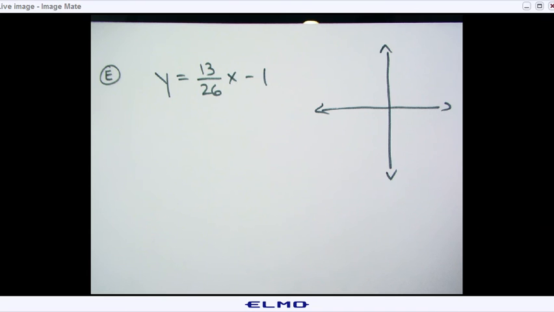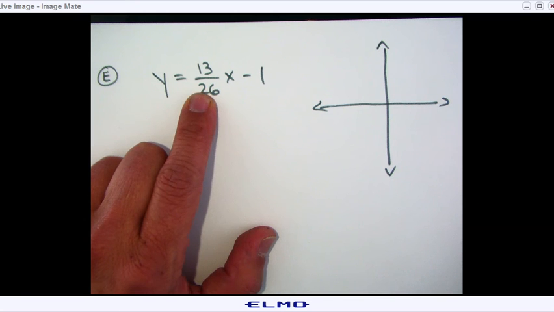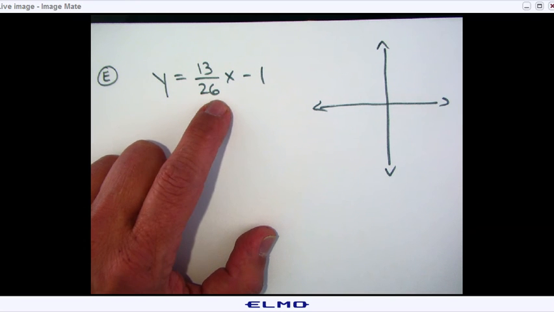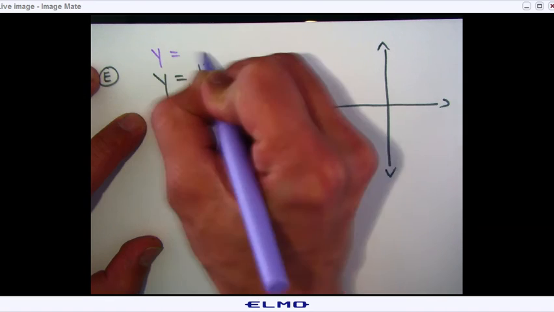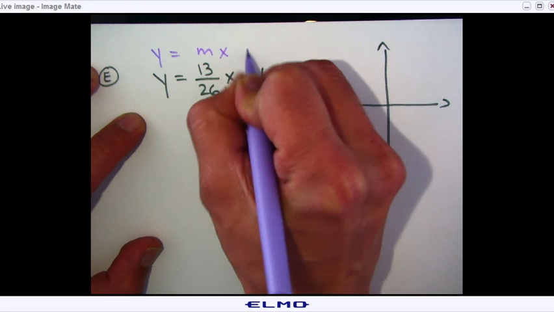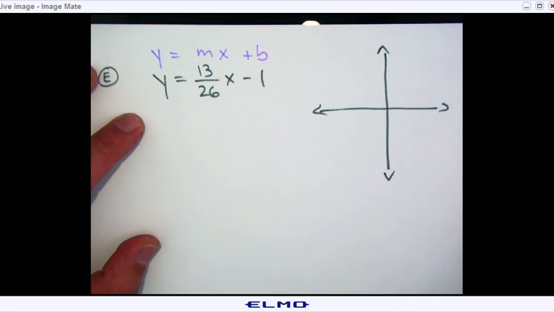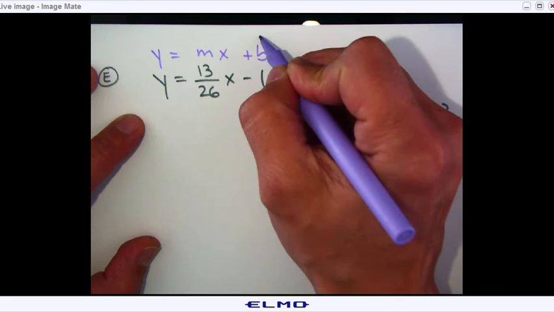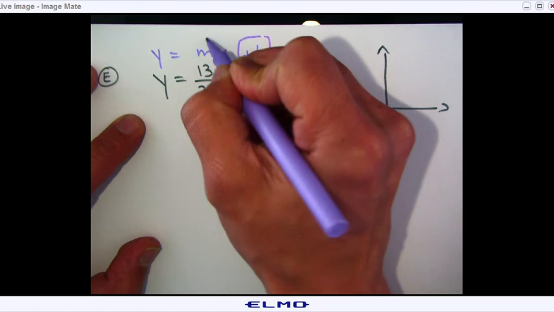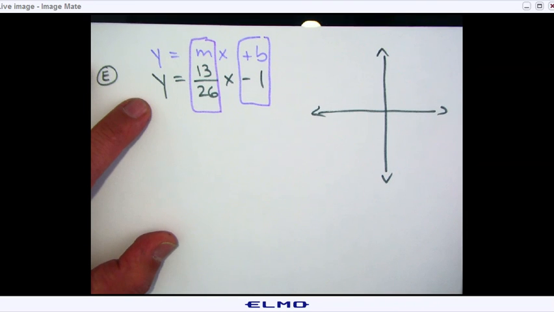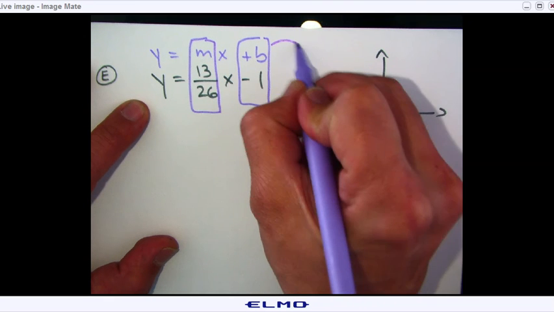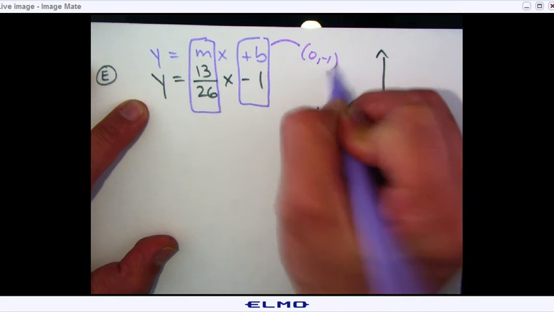So with this problem, you have y is equal to 13 over 26 x minus 1. So let's see if we can graph it. We're going to use y equals mx plus b, which was part of the test you took last week. There's your b, and there's your m. If we graph it, my starting point is 0, negative 1, right here.